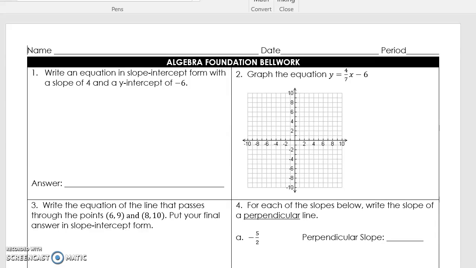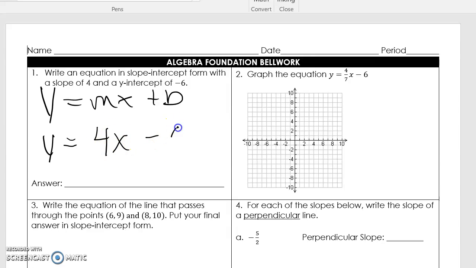Anyways, so let's get started and let's go over bell work. The first question says, write an equation in slope-intercept form with the slope of 4 and the y-intercept of -6. We have worked with slope-intercept form enough, so I didn't think that was too much of a challenge for you guys. So y equals mx plus b is what we're working with. And so y equals, they gave us the slope of 4, so 4x minus 6.